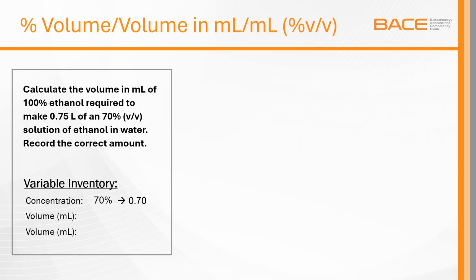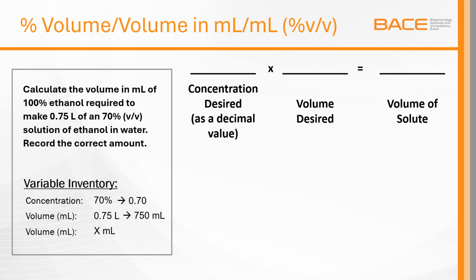The volume desired is 750 milliliters, and we wish to solve for the volume of solute. Convert percent to decimal and liters to milliliters, plug in our values, and we find we need 525 milliliters of our solute.